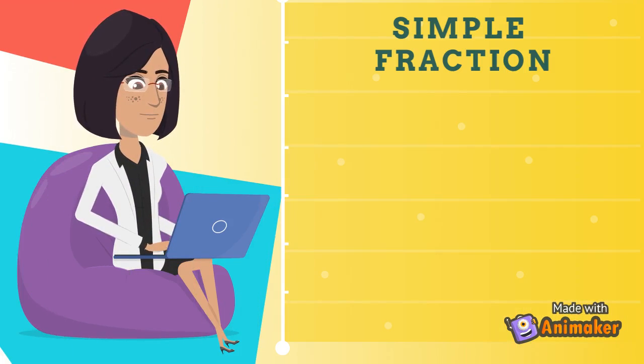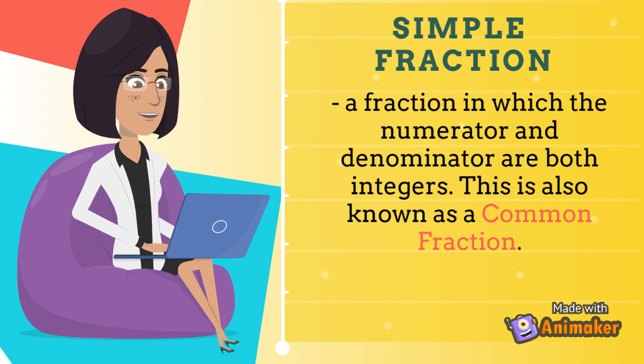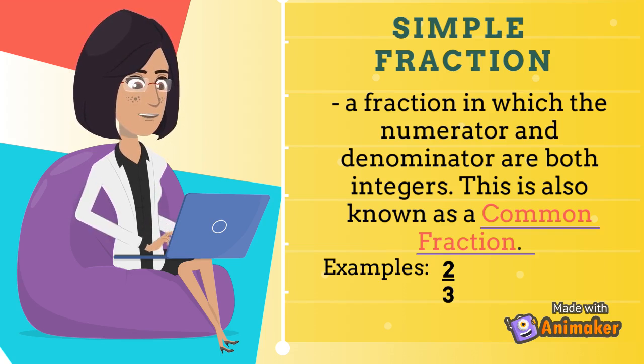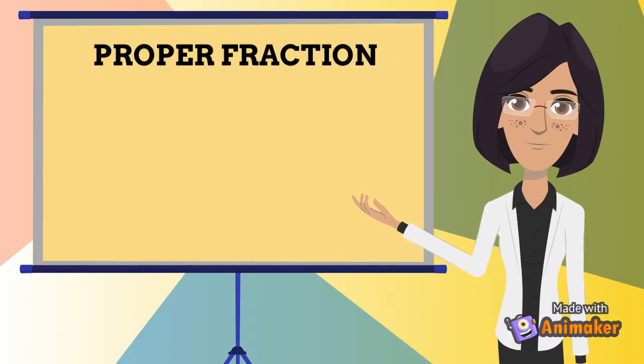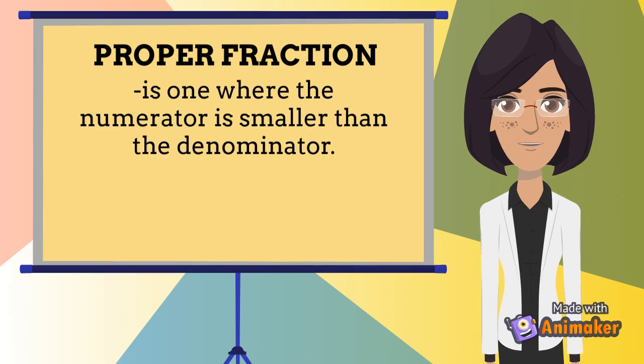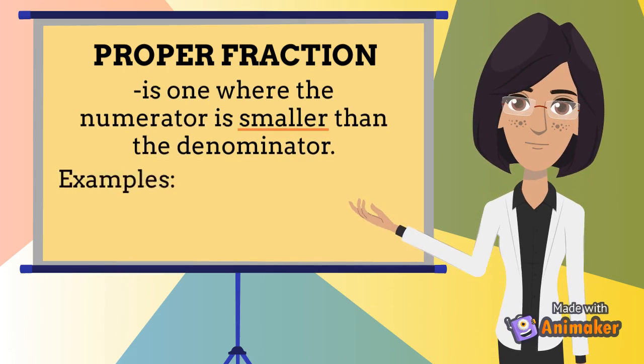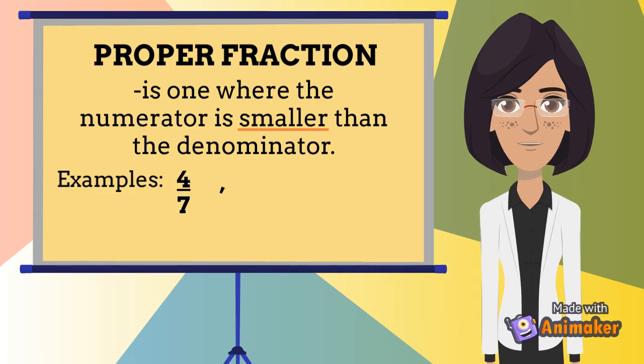The first one is simple fraction, a fraction in which the numerator and denominator are both integers. This is also known as a common fraction. Examples: 2/3 and 6/7. The second one is the proper fraction. A proper fraction is one where the numerator is smaller than the denominator. Examples: 4/7 and 2/3.